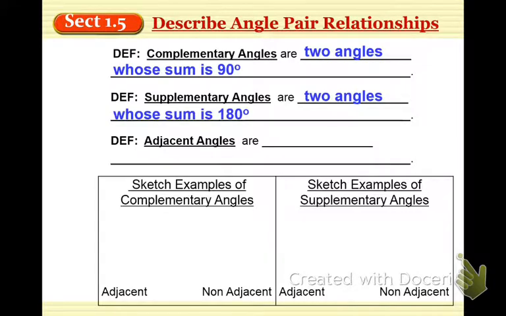Supplementary angles. Two angles whose sum is 180. 180 is a line, right? So when you put the two angles together, they make a line.